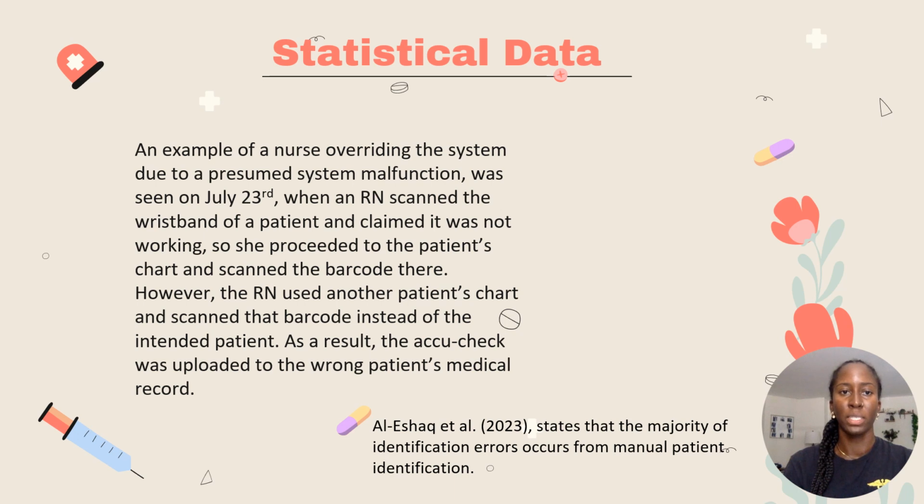So here we have more statistical data, which exemplifies what I just stated on the last slide about factors for failure. This one includes a nurse overriding the system due to a presumed system malfunction, which was seen on July 23rd, when an RN scanned the wristband of a patient and claimed it was not working. So then she proceeded to the patient's chart and scanned the barcode there instead. However, the RN used another patient's chart and scanned that barcode instead of the intended patient. As a result, the AccuCheck was uploaded to the wrong patient's medical record.